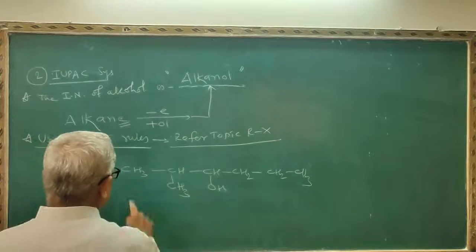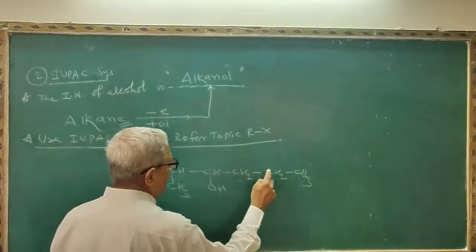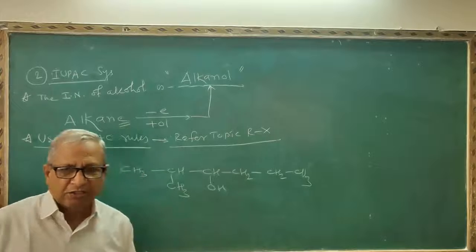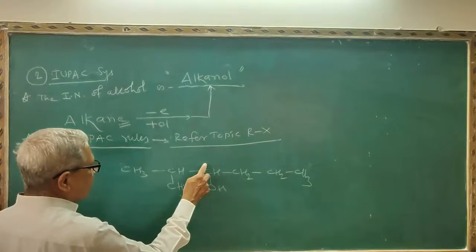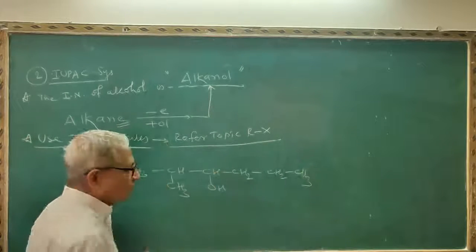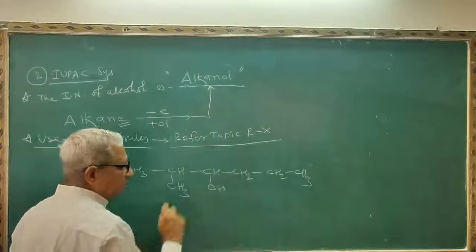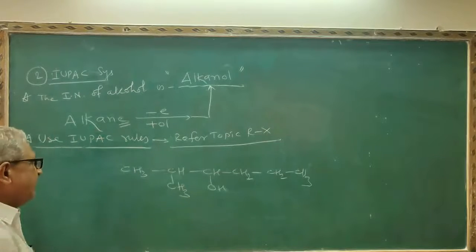1, 2, 3, 4, 5, 6. Second rule: the position of the OH group is indicated by the smallest possible number. When you do the numbering from the left hand side, it is 3. From the right hand side, it is 4. See here, 1, 2, 3, 4. Which one is correct? Left hand side is correct.